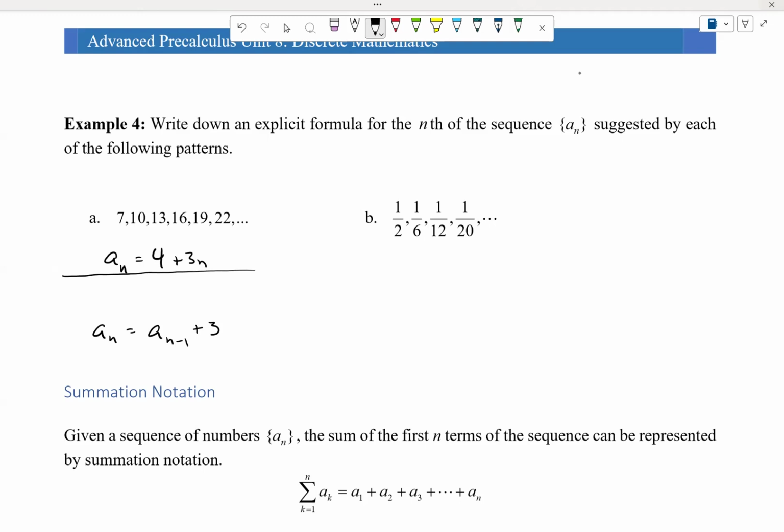So in this case, I would have to say that a sub 1 equals 7, and this would have to be n is greater than or equal to 2. So just keep in mind, this is explicit. And this is recursive. So answer the question as it should be. This is our answer. The second one's a little bit wonky, don't you think?